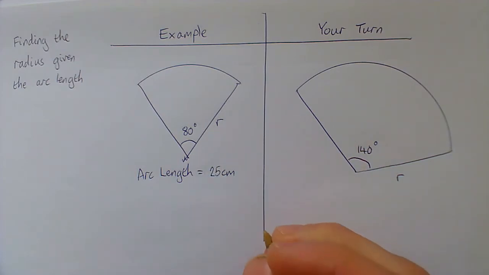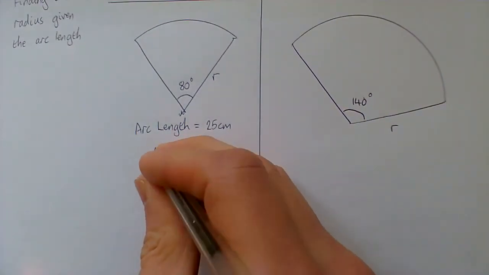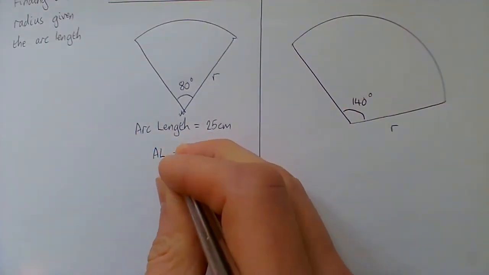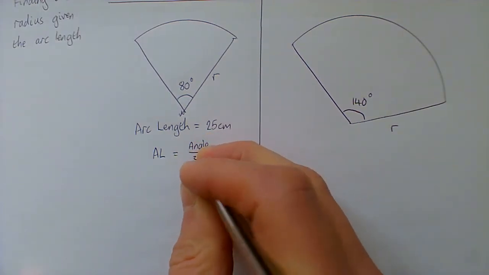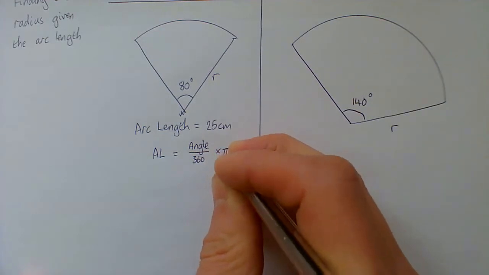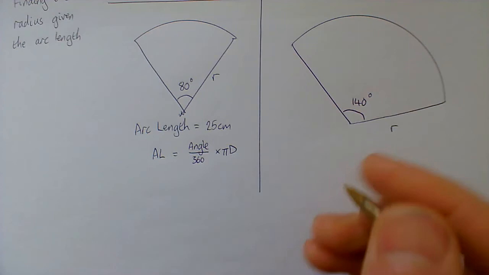Again, like we've just been doing with the circles, our first step in such a question is always to write down our formula. So arc length was equal to angle over 360 times pi d. And that's from last week. That's that formula that we learned last week, and it's one that hopefully you're beginning to become a bit familiar with.